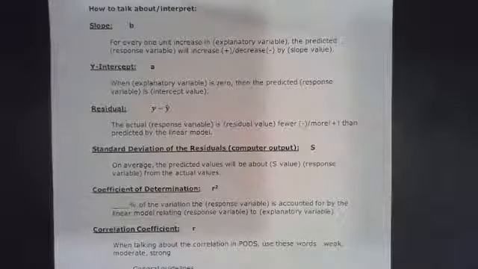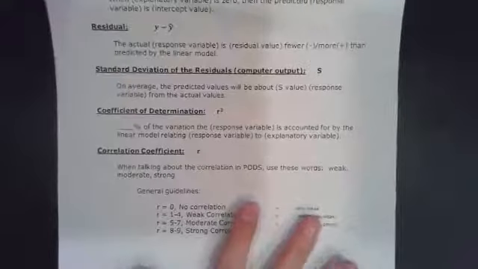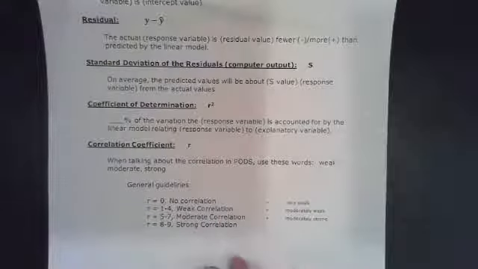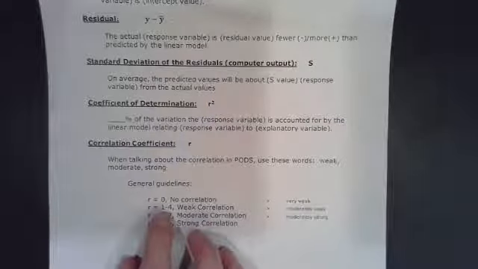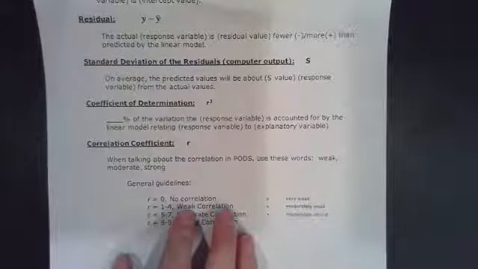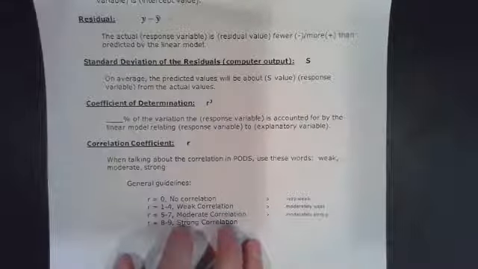Okay, correlation coefficient. Talking about correlation, we use weak, moderate, or strong. So some general guidelines here. If r equals 0, there's no correlation. If it's between 1 and -1, you still would pretty much just say no correlation. Okay, anything between .1 and .4 would be a weak correlation. Anything between .5 and .7 is moderate.